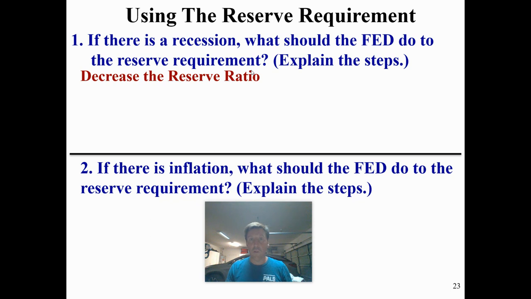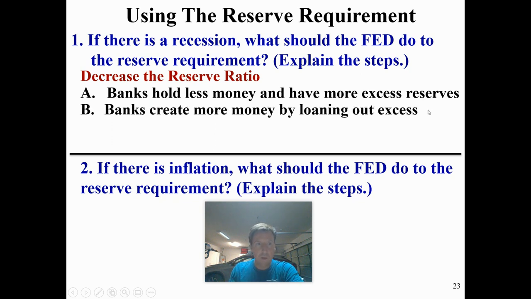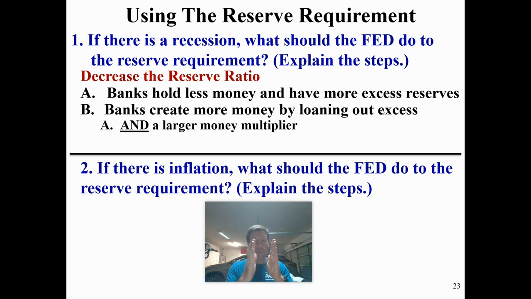More loans equals more new money. The money multiplier will have a greater effect. This means banks are going to hold on to less money and they'll have more excess reserves. So banks can create more money by loaning out the larger excess. And check this one out, by decreasing the required reserve ratio, you're actually growing the money multiplier.